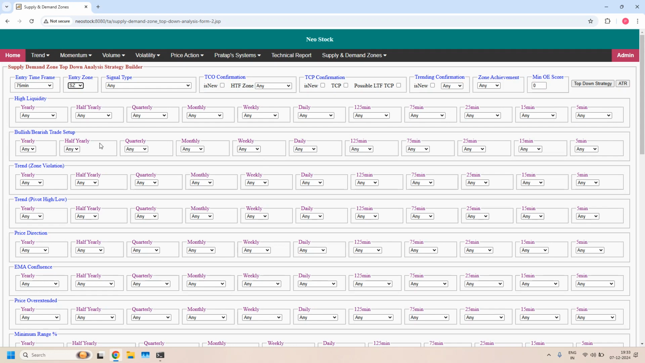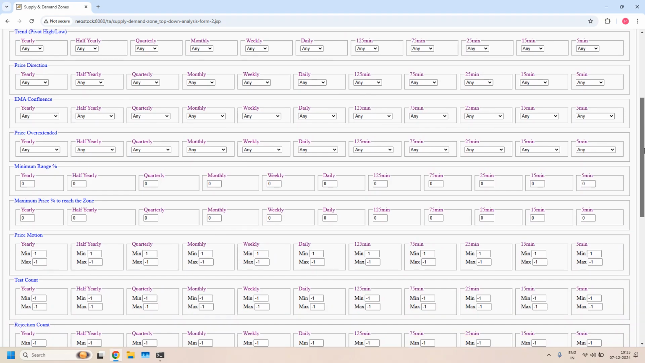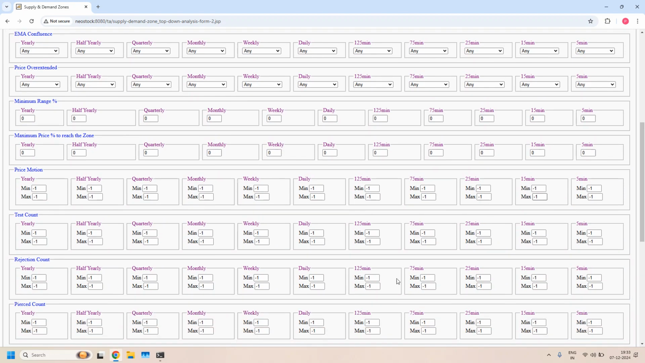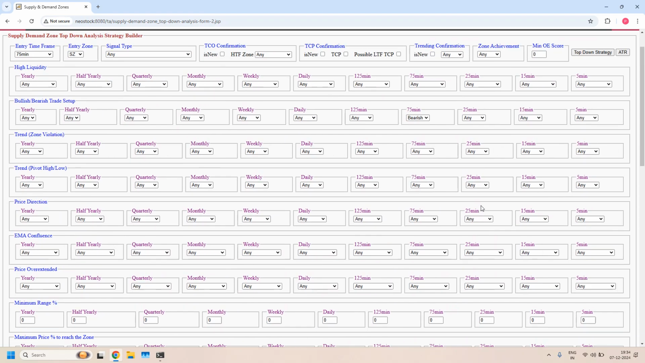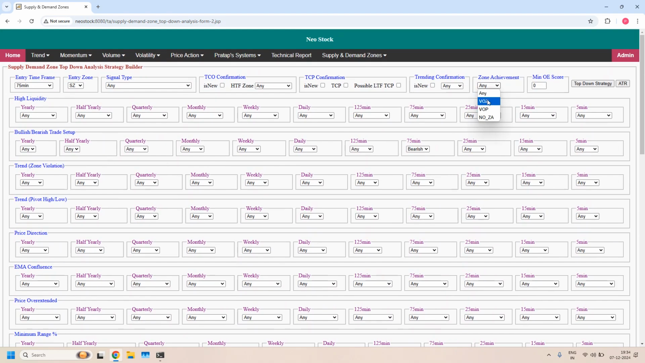Okay, in bullish or bearish trade setup at entry time frame 75 minutes, I am selecting bearish. This 75 minute supply zone should not be pierced. So that's why in the pierced count at 75 minutes time frame, I am setting minimum value 0, maximum value 0. That means the 75 minute supply zone should not be pierced. And zone achievement violated opposing zone. Minimum odd enhancer score 12. All 3 filters are applied to the 75 minute supply zone.